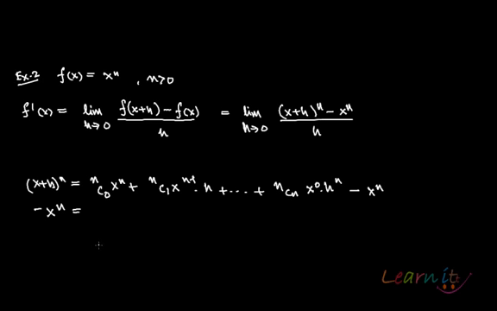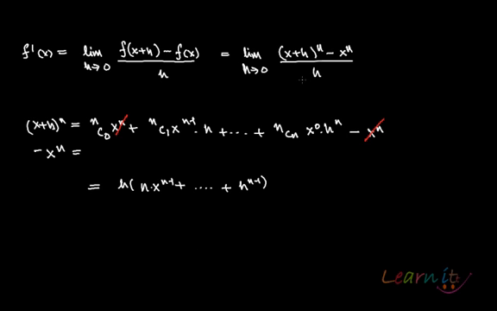Which will actually be equal to, nC0 is just 1, so x^n and minus x^n will get cancelled out. And what will be remaining here is just this, so h will be everywhere there, so you can take h common, and what you will get eventually is this: n into x^(n-1) plus so on to h^(n-1).